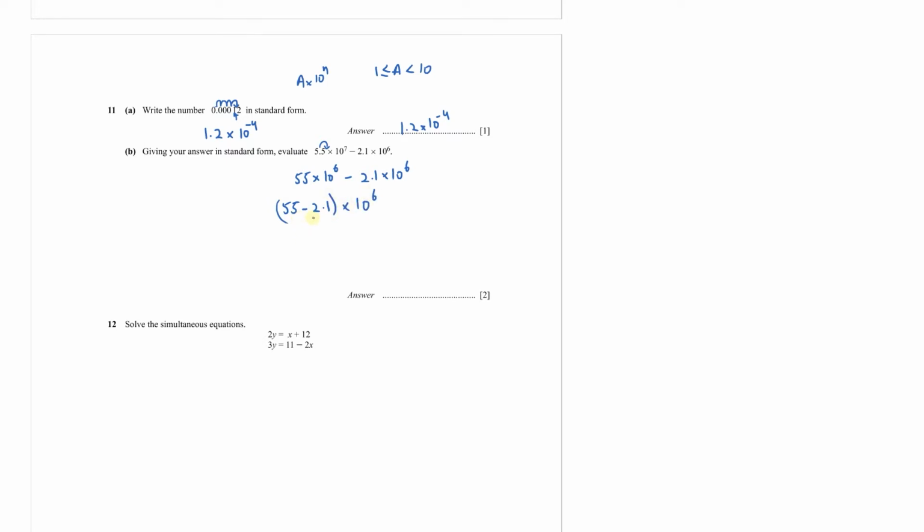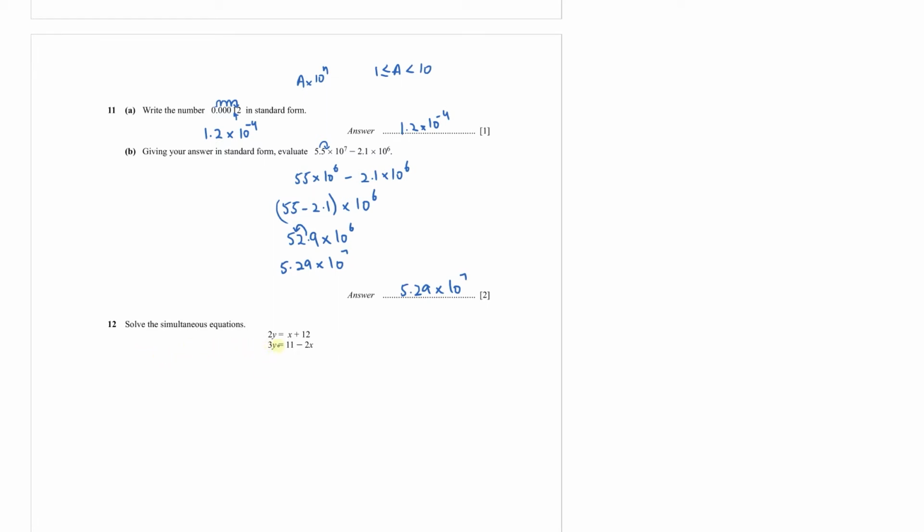55 minus 2.1 will be 52.9, so 52.9 times 10 to the power 6. Since I need to convert this into standard form, I move the decimal one place to the left, which means I increase the power by 1. So 5.29 times 10 to the power 7. This will be your answer.